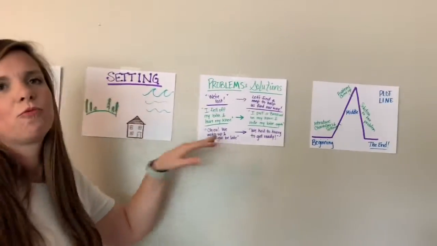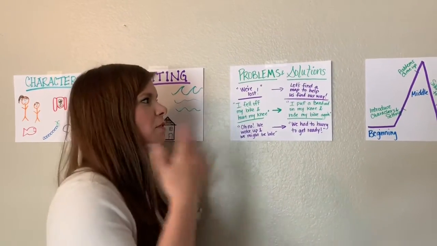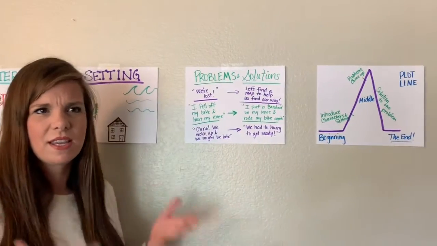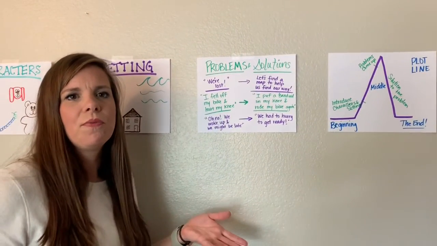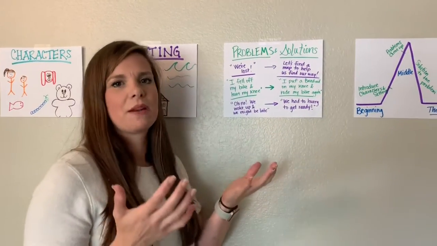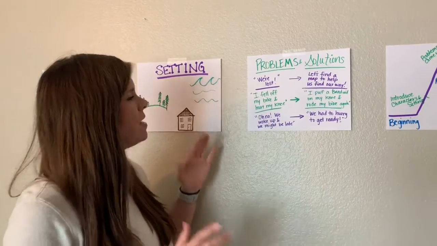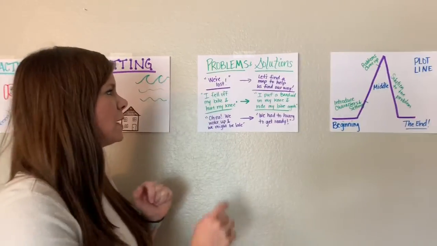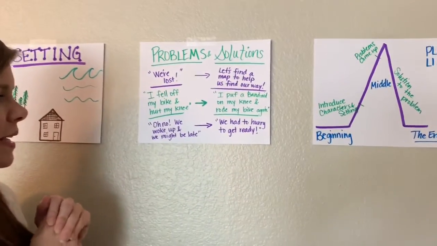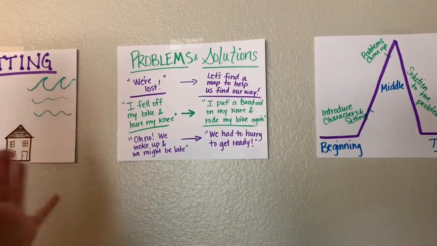Okay, then you want to think of what main problem your character is going to have. I just put a few problems and solutions here, but you're going to think of what your character is going to go through. What main problem? They can go through a bunch of little problems, but what's their main problem in your story? One of my problems I said was we're lost. They got lost in the woods or something. Or I fell off my bike and hurt my knee. Or oh no, we woke up and we might be late. So those are just some simple problems.